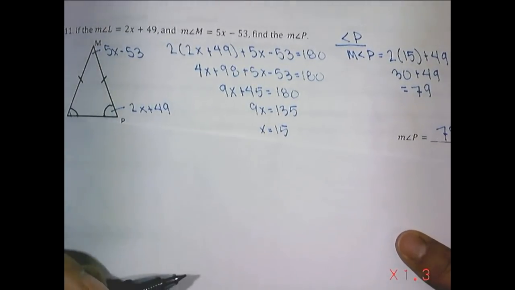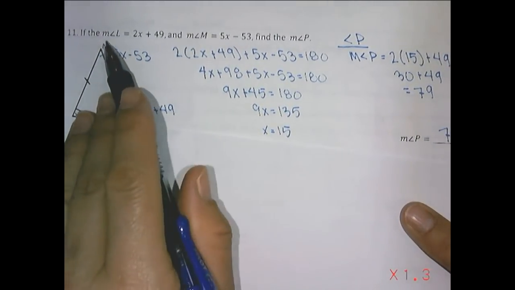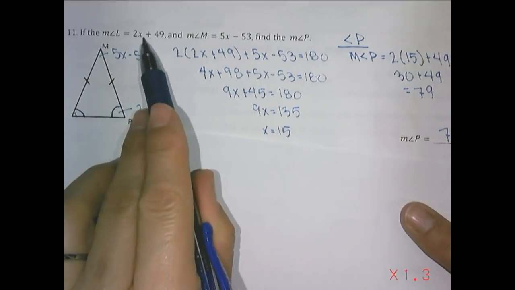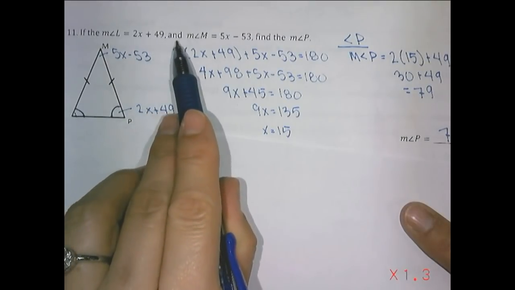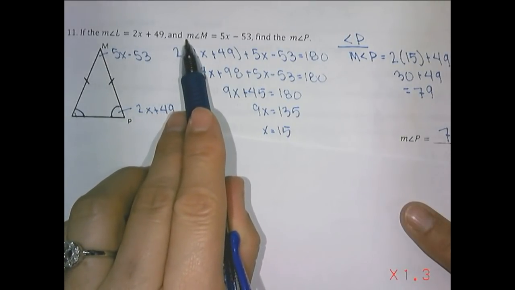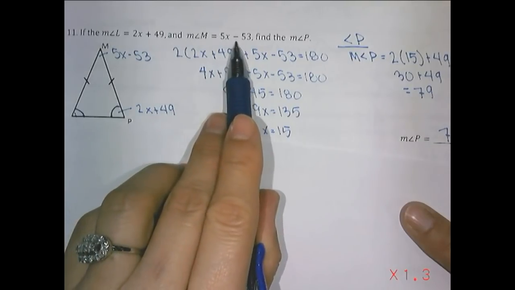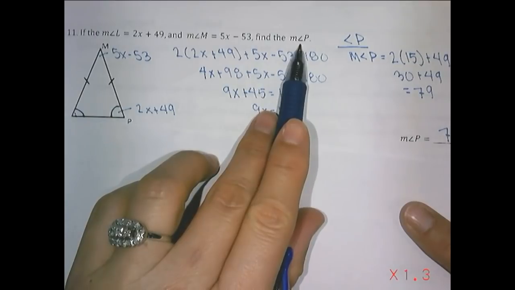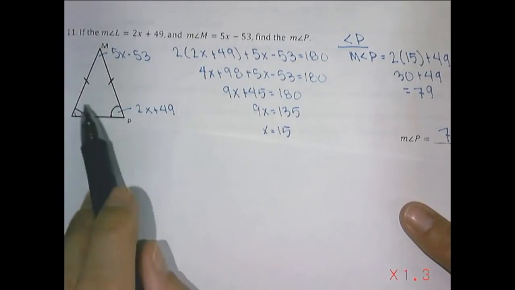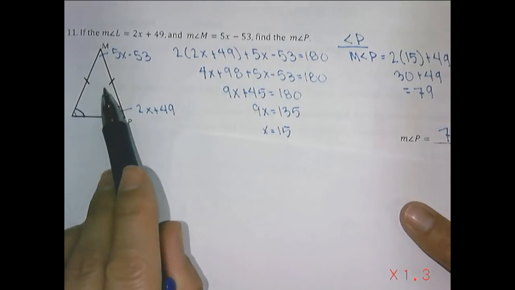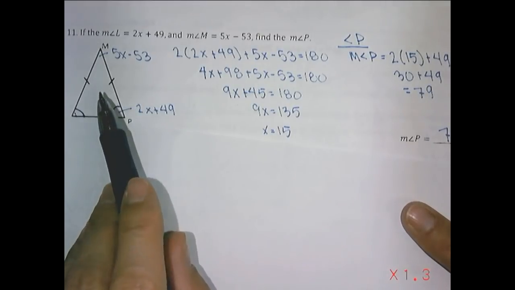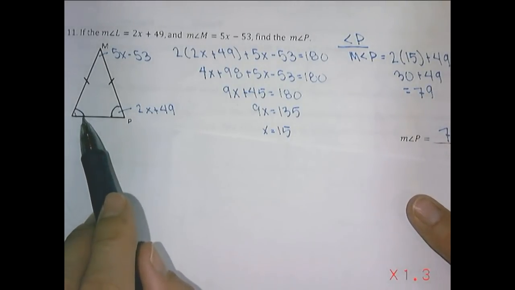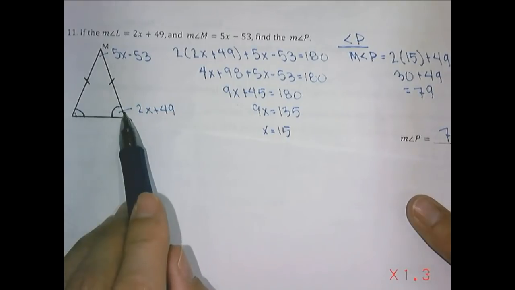All right, so it says that the measure of angle L is 2x plus 49, and the measure of angle M is 5x minus 53. Then it wants you to find the measure of angle P. Well, both of these sides were marked congruent, which should have been your indicator that this would be an isosceles triangle, meaning that the two base angles are congruent.